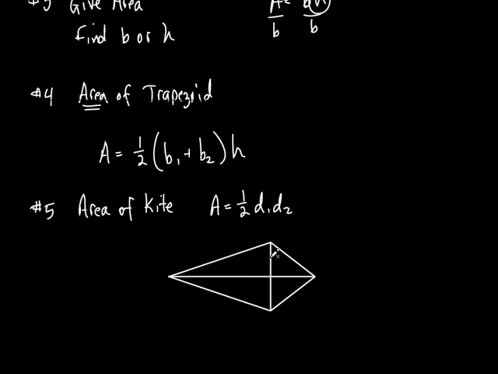So what do you do to find the area of the kite? Just multiply those two things together. Take half of it. Don't forget to do that. And then you've got the area of that kite.